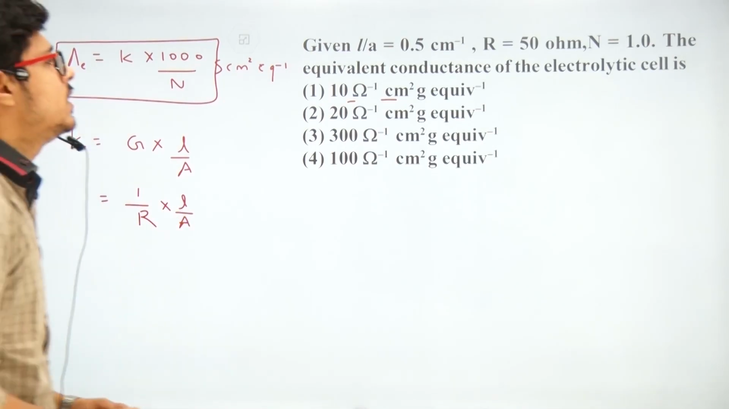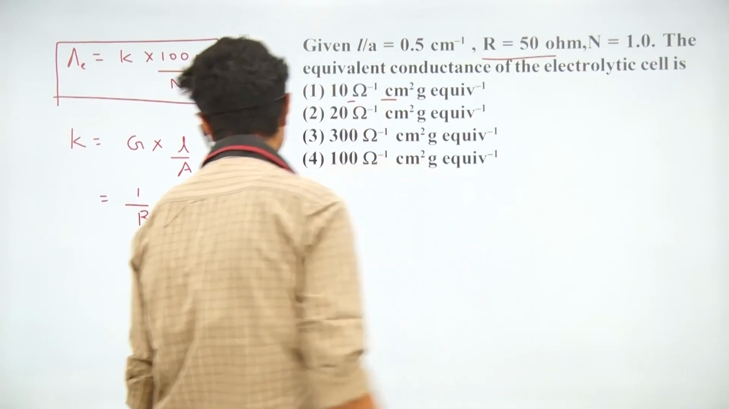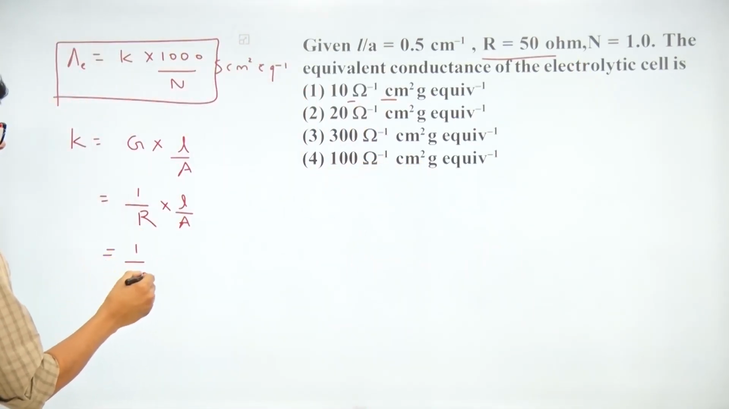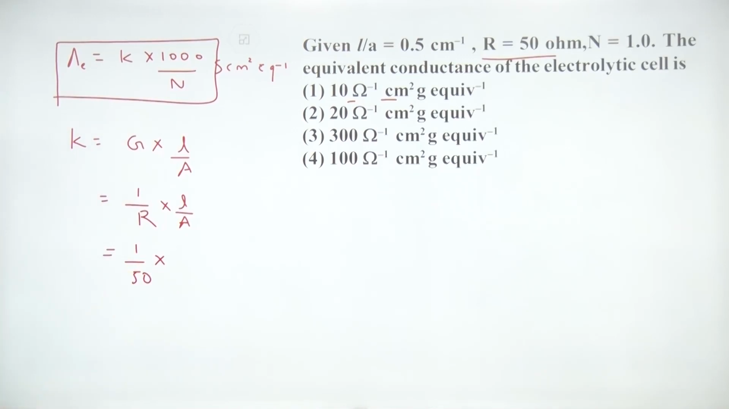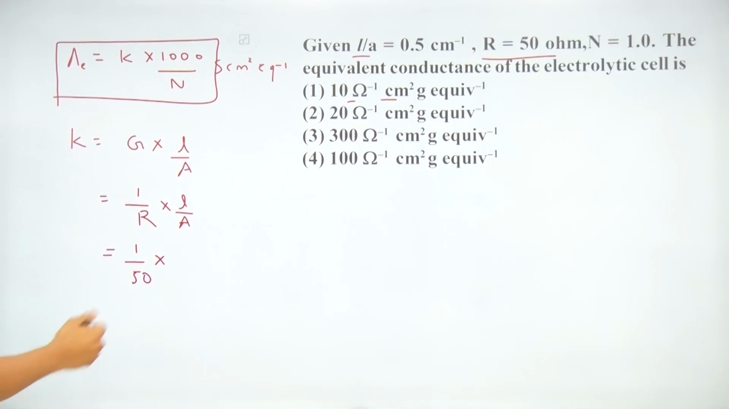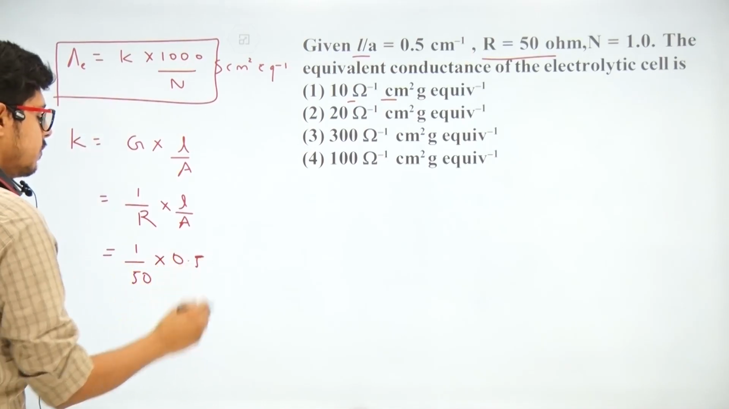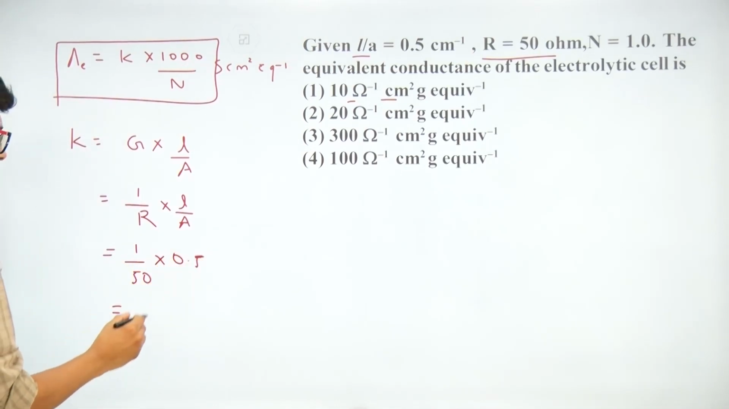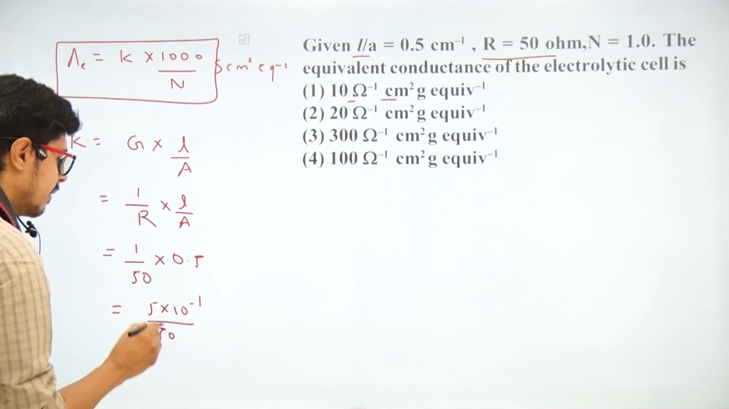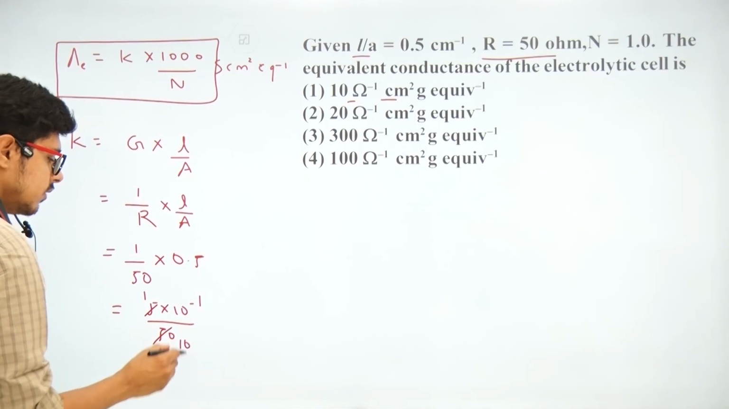Here we have the value of R as 50 ohm. So let's put it here. This will be equal to 1 upon 50 into L by A. Given that L by A is 0.5 centimeter inverse, this will be 0.5. If I solve this, this will be equal to 5 into 10 to the power minus 1 divided by 50. This will be 1, this will be 10.